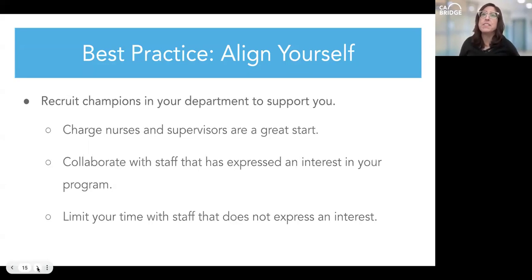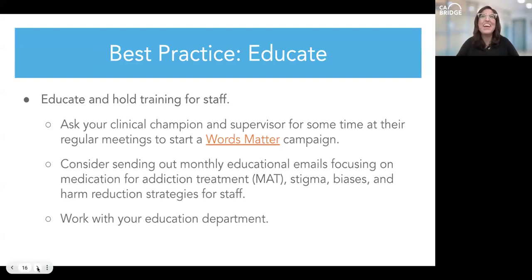And then limit your time with the staff that does not express an interest or just takes up your time, asking why are you telling me about this program, what is it that you're doing? If you've talked with them before, let them know, hey, I've got patients, I've got to do some education, because you're not going away. So definitely align yourself with people that like your program and want to help. They're out there.